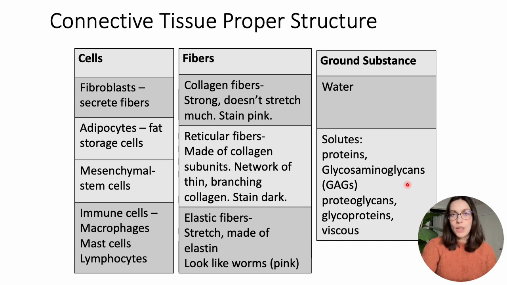But what it is varies quite a bit. Ground substance can be totally liquid, it can be gelatinous, it can be very, very thick gelatinous to the point of being almost solid, and it can be totally solid. The different solids in there are non-fibrous proteins, GAGs, or glycosaminoglycans, which are basically chains of sugar molecules, proteoglycans, and glycoproteins, and it can be viscous.